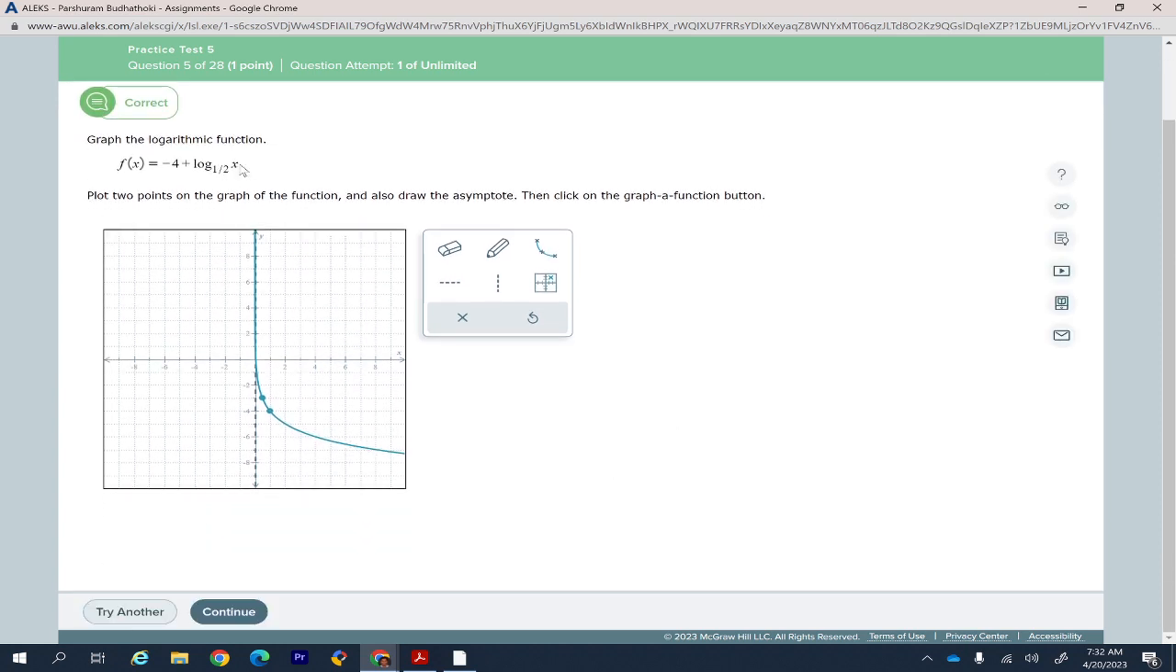Great. So you just need to find the points by using this function, and then you have to make sure what the vertical asymptote looks like. Here there is no horizontal translation, that's why the vertical asymptote would be the line x equal to 0. But if you have horizontal translation to the left or right, you have to change your vertical asymptote accordingly.